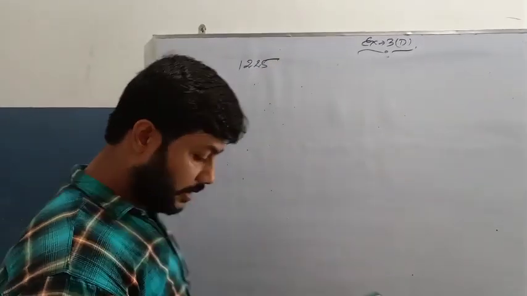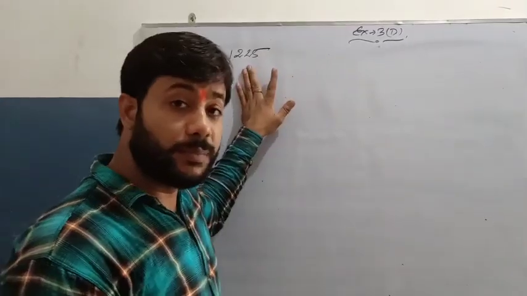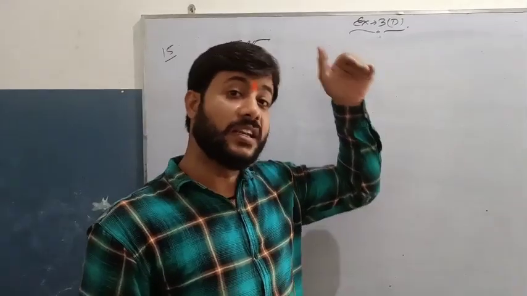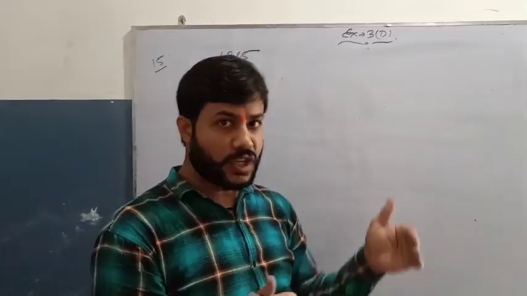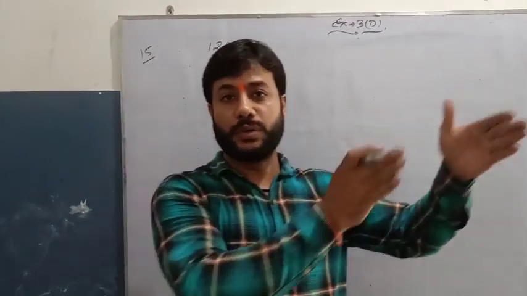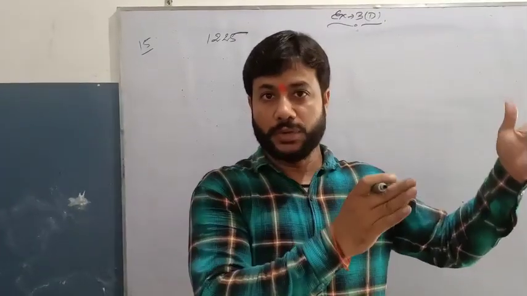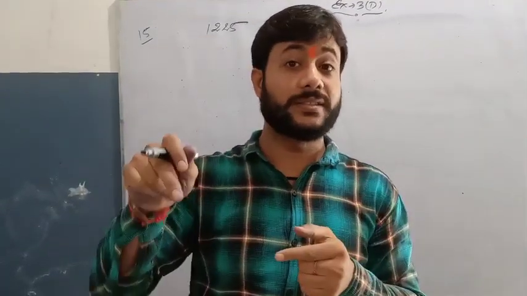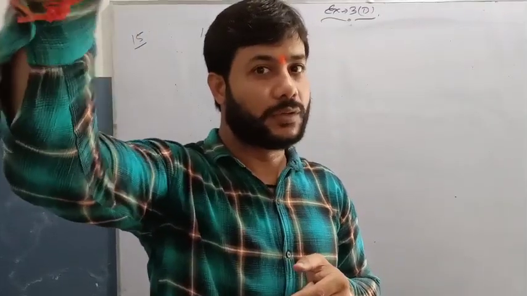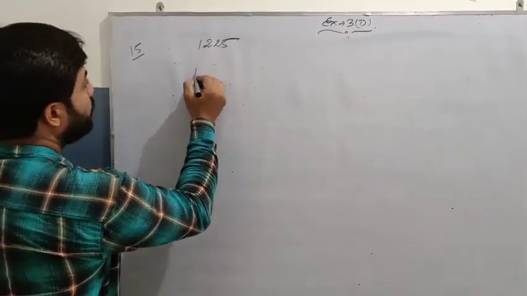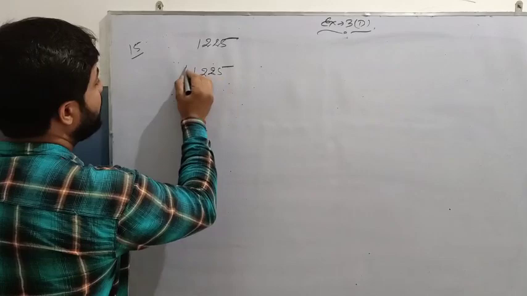1225 is the number of plants. It is to be planted in a row in such a manner that the number of rows are equal to the plants planted in each row, right? So we will go for its prime factorization.